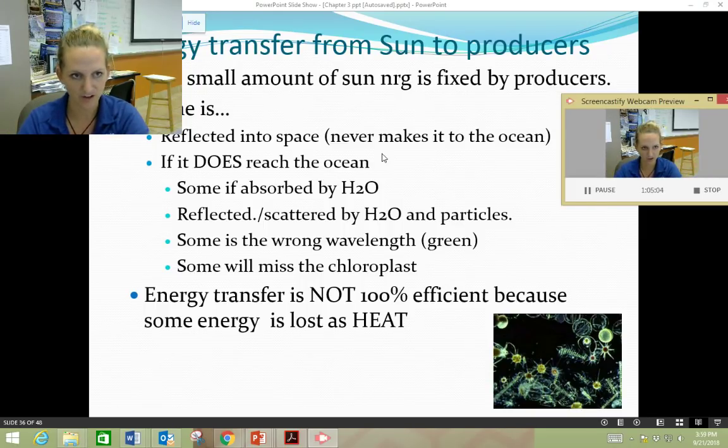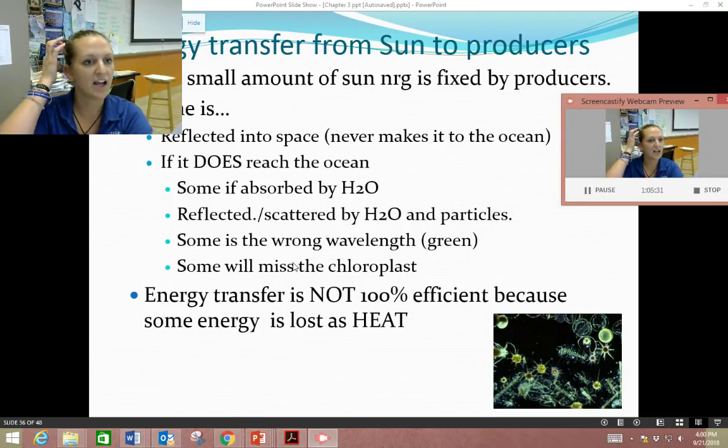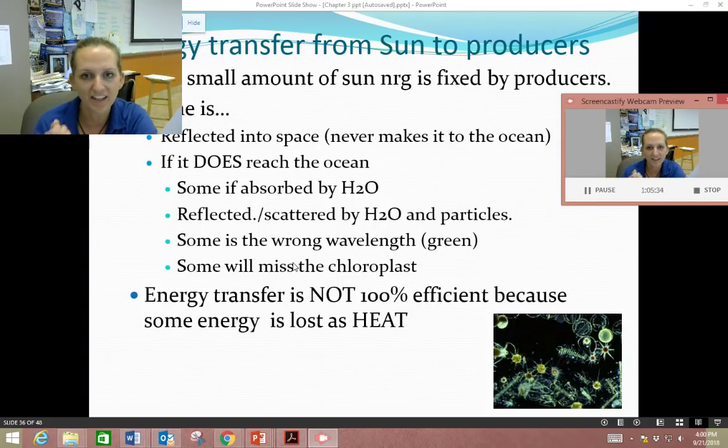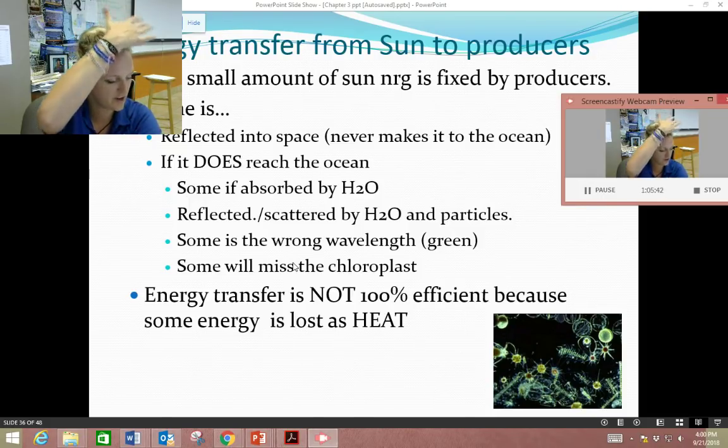Okay, answer. Some light is reflected by the water. Some light is absorbed by the water or scattered by the particles that are there. Some wavelengths are not compatible with photosynthesis, or it's in the wrong wavelength, for example, green. Some light does not hit the chlorophyll or the chloroplast. Chlorophyll is inside the chloroplast. And only 3% also because it's not 100% efficient. To do photosynthesis, it costs energy. So it is not 100% efficient. Nothing is 100% efficient.